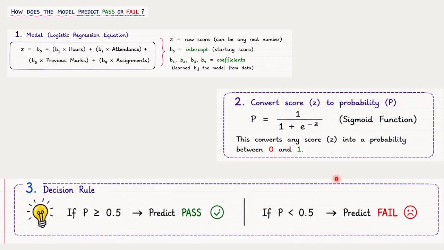After calculating the probability, now comes step 3, where we apply a decision rule. If the probability is greater than or equal to 0.5, then the predicted class is class 1, that is pass. And if the probability is less than 0.5, then the predicted class is class 2, that is fail. We have taken the example of pass and fail, hence class 1 is pass and class 2 is fail.